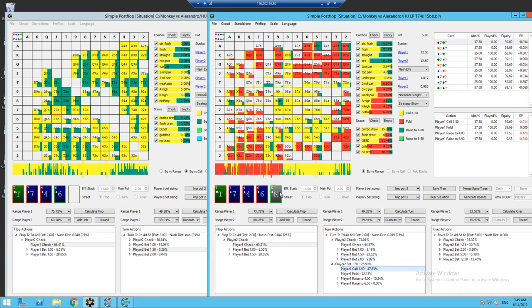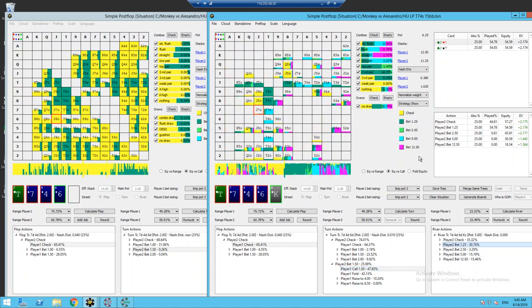So we called him, and the river is a king. On this river, he's got basically three sizes: block bet, pot bet, and overbet jam. He wants to be block betting his 10s, obviously: 10-9, 10-8, Jack 10. He's not going to pot bet them.